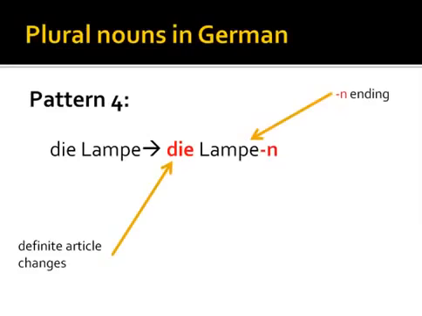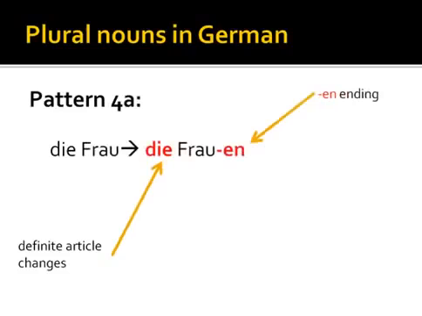Let's take a look at some variations on this pattern. Now we have a noun here, die Frau, the woman, die Frauen. It ends in a vowel, but it's not an E, so it is amenable to an EN ending. So die Frau, die being a feminine singular, goes to die plural, die Frauen.